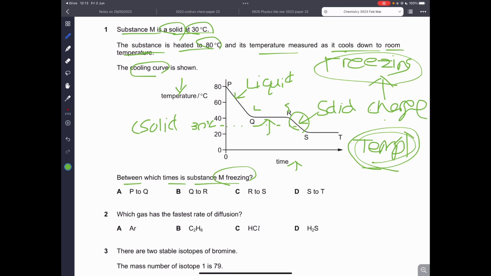Between which times is substance M freezing? Well, this is Q and R, because you see the temperature is constant, it's not changing. This tells us a change of state is happening, and this is freezing. Therefore, B is the answer.